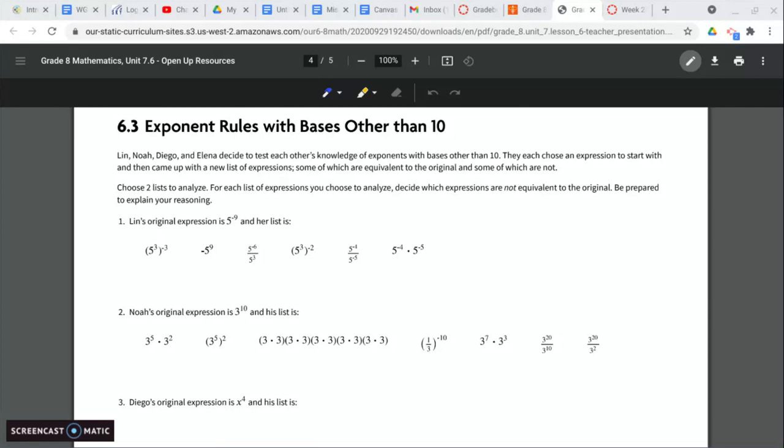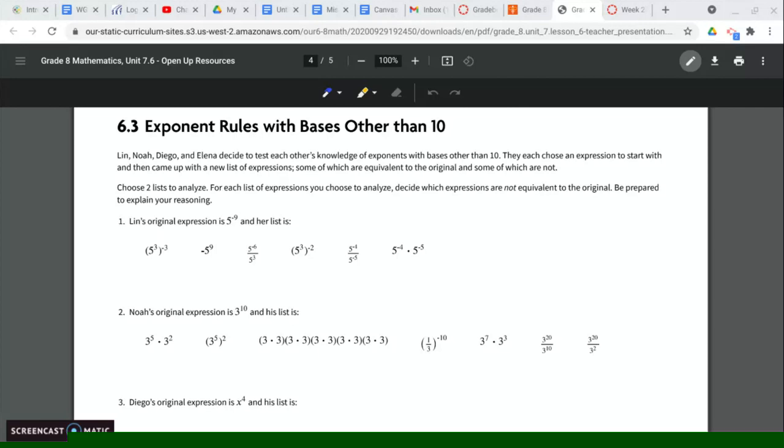Welcome back. So what we're looking at today is lesson 6, what about other bases? So let's go ahead and jump right in. We're looking at exponent rules with bases other than 10. Remember I mentioned that these are going to stay the same. We're still going to have those same kind of rules.